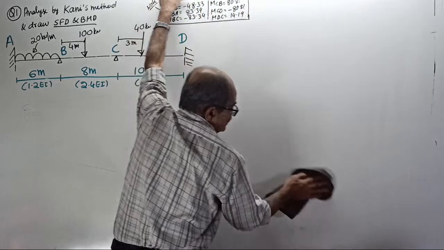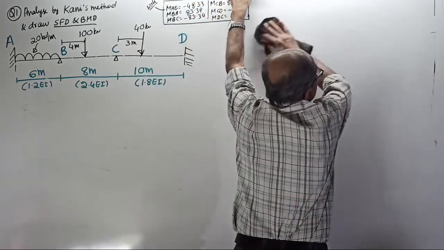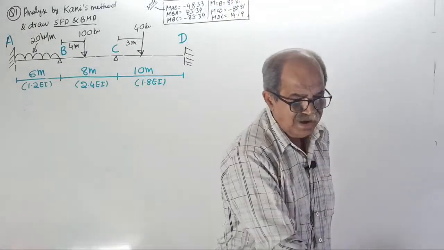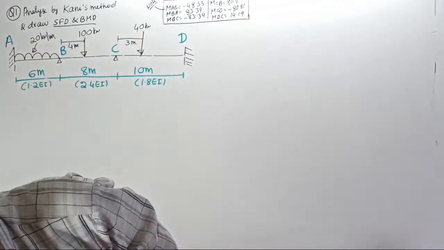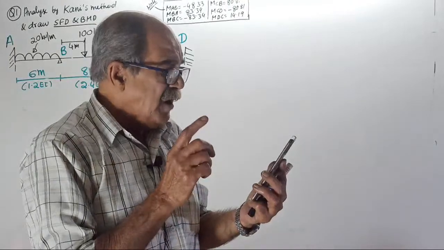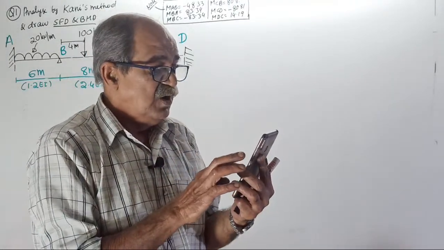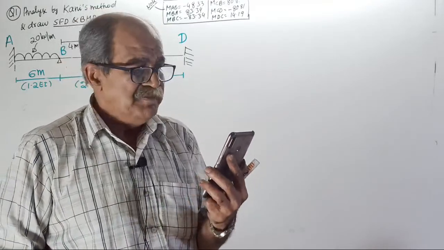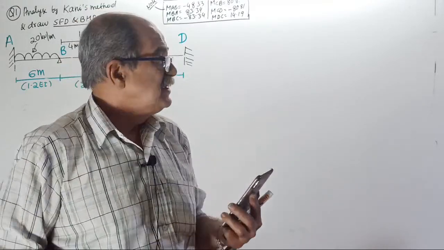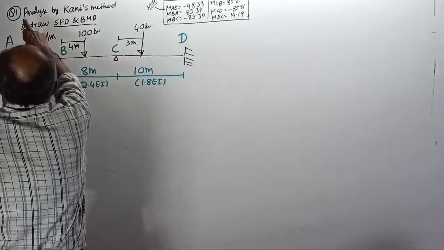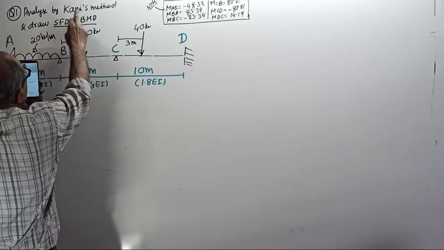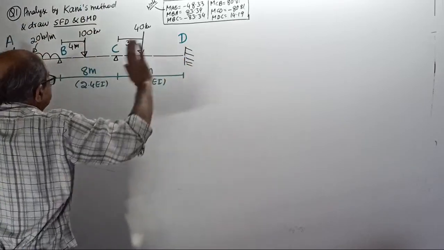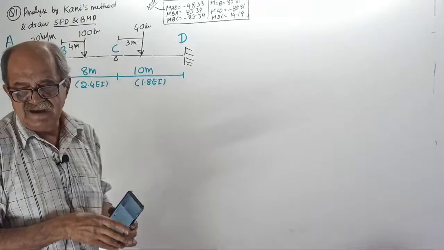Okay, now let us start our question. Remember, this is the summary of the derivation I told. Shall we start the problem now? Question 1. Analyze by Kani's method and draw SFD and BMD. This is the question.